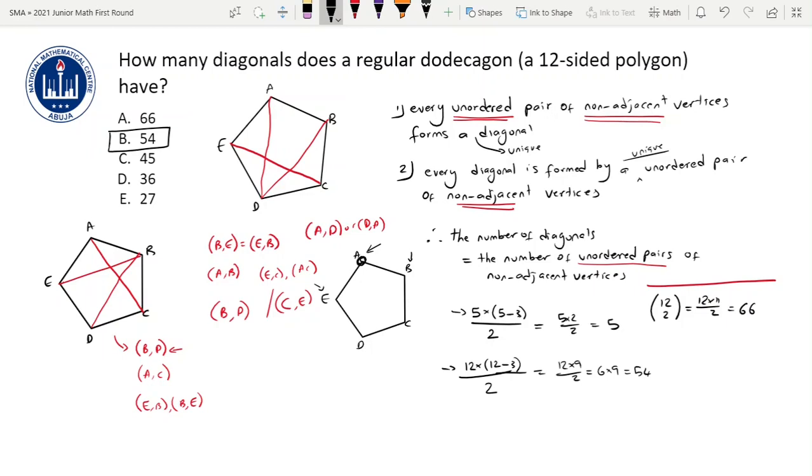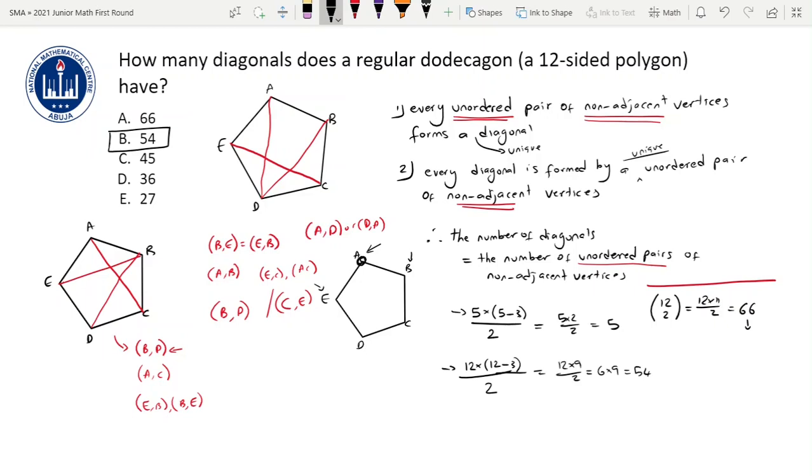But remember, we're looking for non-adjacent vertices, right? We're looking for pairs formed by non-adjacent vertices. So this 66 pairs is made up of some pairs that consist of adjacent vertices and some that have non-adjacent vertices. So we're going to count the number of pairs that have adjacent vertices and subtract that from 66.